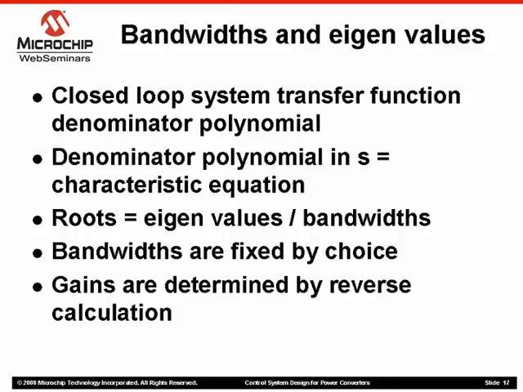These values are fixed by choice and system specs. The gains, the Kp, Ki, Kd, are determined by reverse calculation once the bandwidths are fixed. The reverse calculation can be performed for different types of controller and is discussed later.